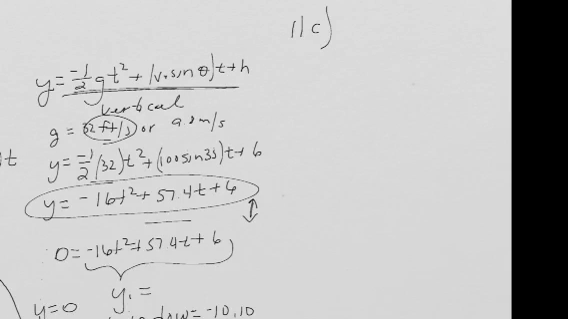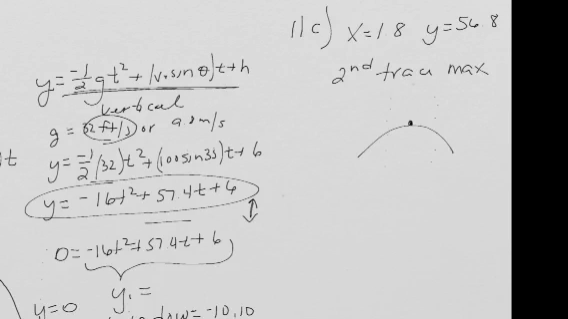11C is asking us when the ball is at its maximum height. Again, we're going to keep that same equation in our calculator because that's the equation of the up and down, the vertical equation for the position of the ball. What we're looking for is the maximum. So when we do second, trace, max, get your left bound and your right bound and hit enter through the guess, it's going to give us an x of about 1.8 seconds and a y of about 56.8. Remember, the x is our time. So at 1.8 seconds, the ball is 56.8 feet in the air, which is our maximum height.